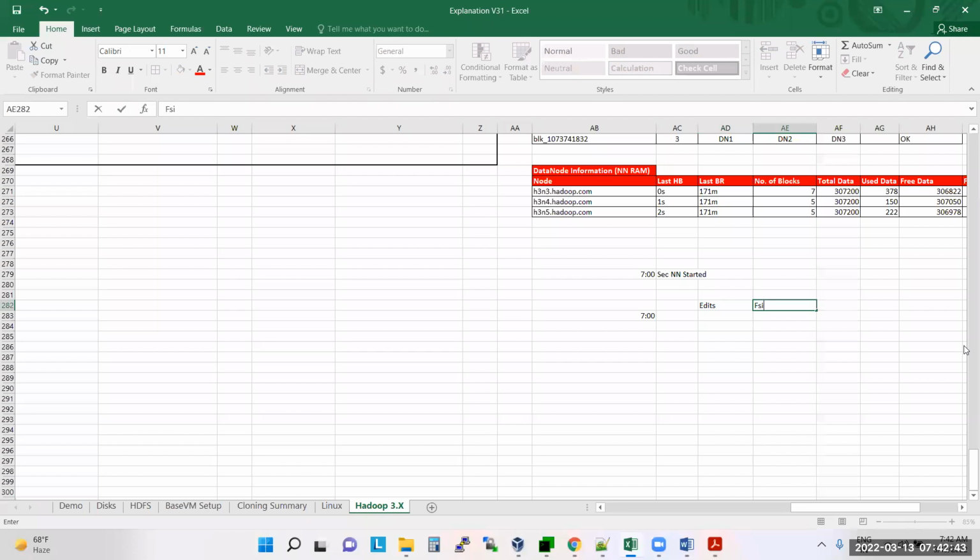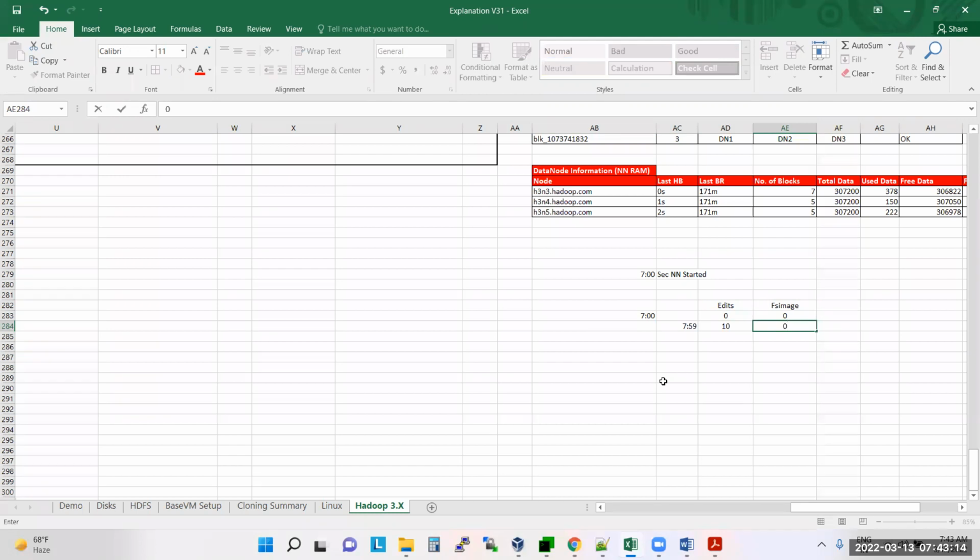Okay, so initially, let's say 0, 0. Initially, the edit log and FS image all contain 0 edits. Now people will be doing transactions. So let's say edits equal to the number of edits. Now the time is 7:59. At 7:59, let's say there are 10 edits, and FS image is 0.